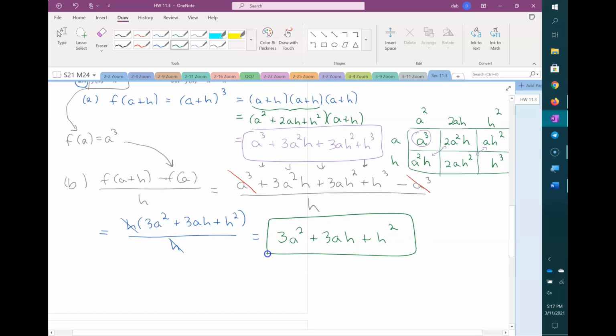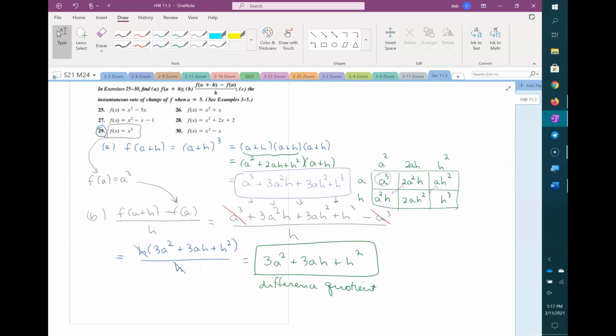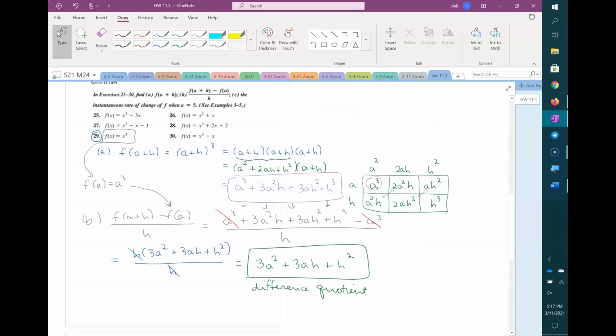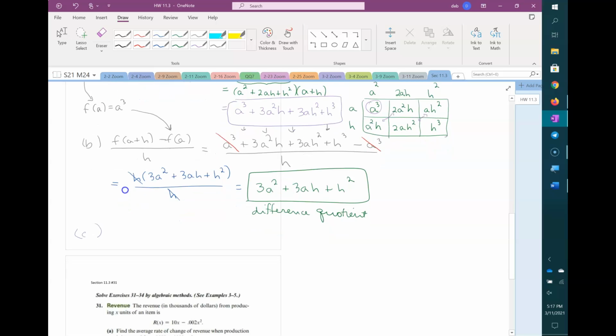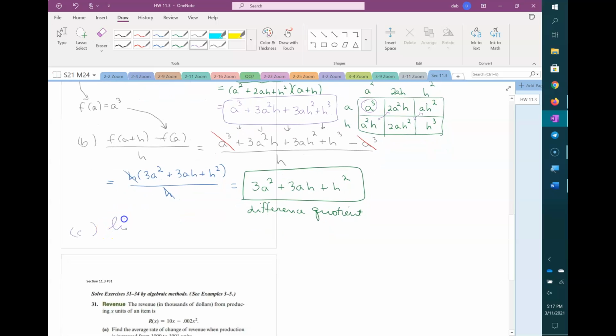So this is what's called the difference quotient, also called the slope of the secant line, and also called the average rate of change. It's just different interpretations. So then the C part asks you about the instantaneous rate of change. Well, the instantaneous rate of change is the limit as h goes to 0 of the average rate of change.